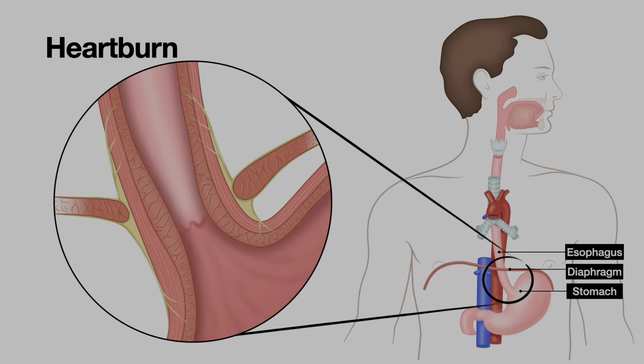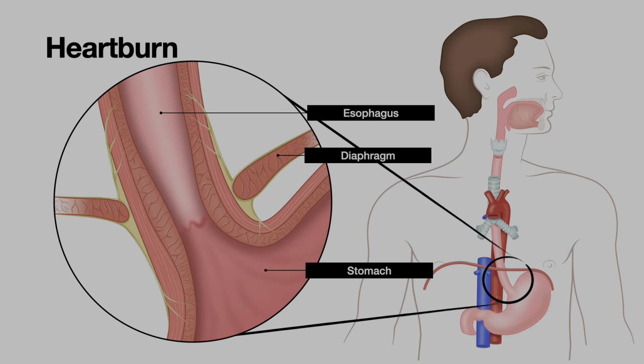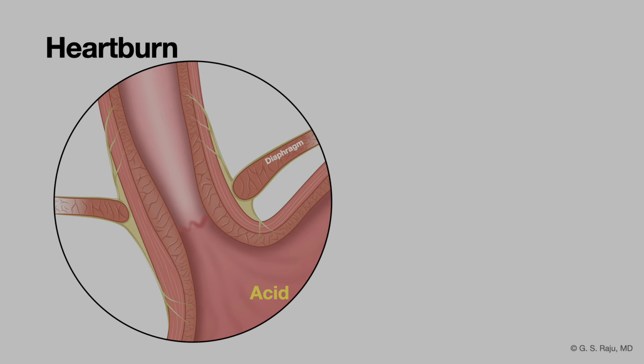So here is the detailed anatomy of the gastroesophageal junction. You have the esophagus lined by the squamous lining, goes through the diaphragmatic crura or diaphragmatic muscle, and the opening in the diaphragm is known as hiatus, and then it enters the stomach. You know that stomach secretes acid, and when acid comes up through the lower esophageal sphincter into the esophagus, it can create what we perceive as heartburn.